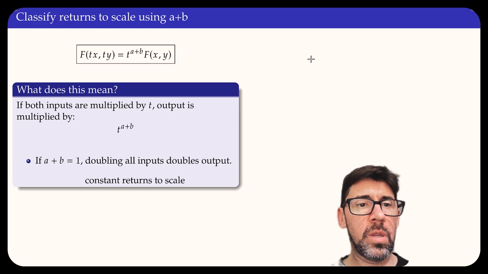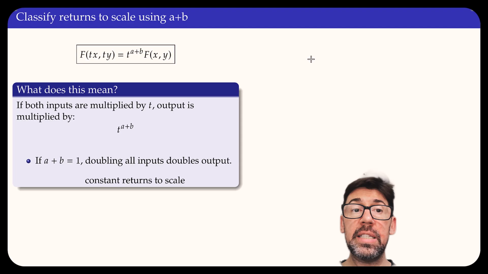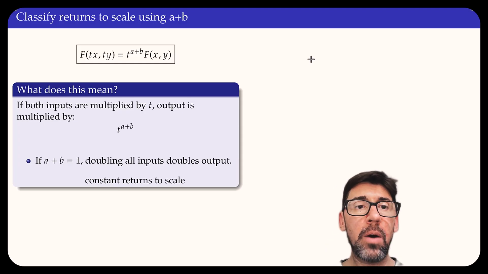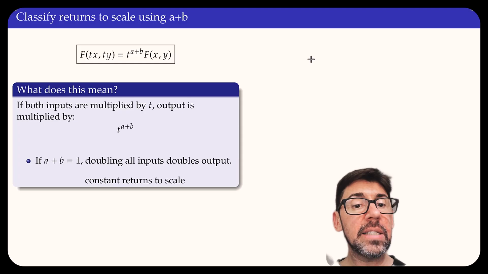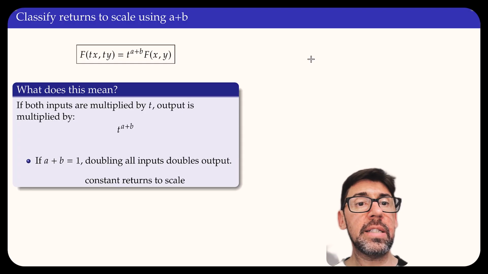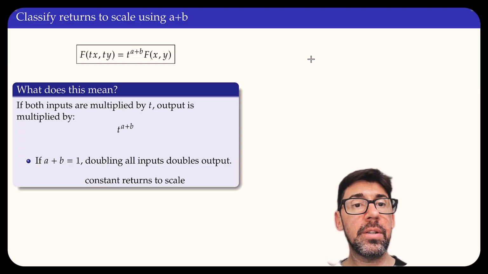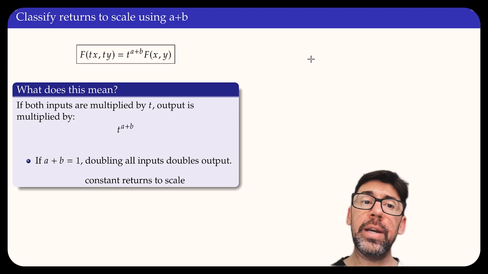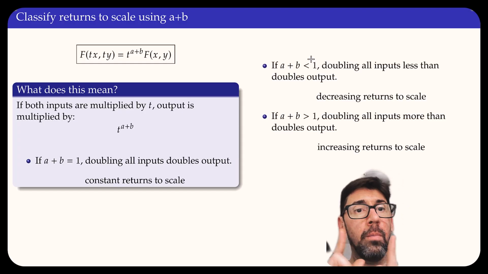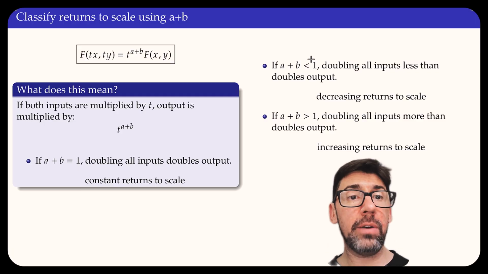Now, as in our previous example, if a plus b is equal to 1 and we double all inputs, we're going to double output. And we define that as constant returns to scale. So if we increase labor and capital both by 1%, we expect output to go up by 1% as well. But what happens if a plus b is not equal to 1?